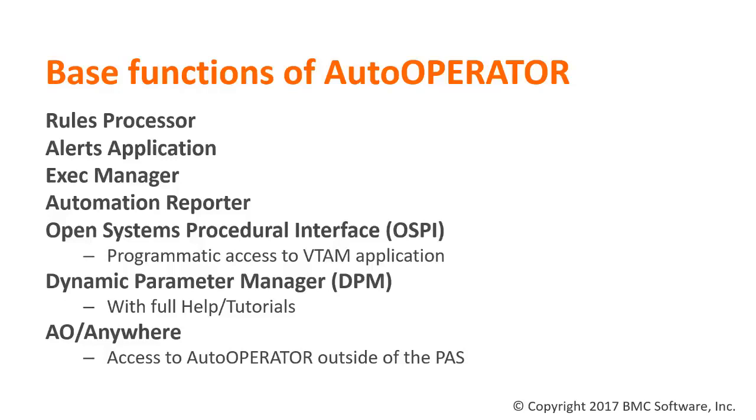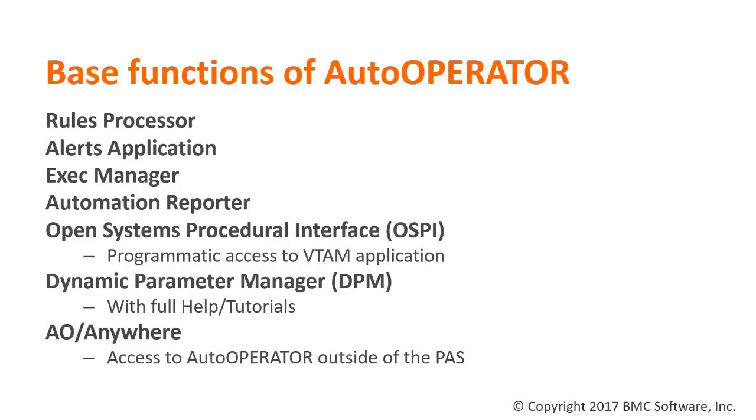The Dynamic Parameter Manager function of AutoOPERATOR manages the parameters which control AutoOPERATOR and allows users to make dynamic changes through online panels to the AutoOPERATOR parameters, such as those which are stored in the MainView UBB PARM file.